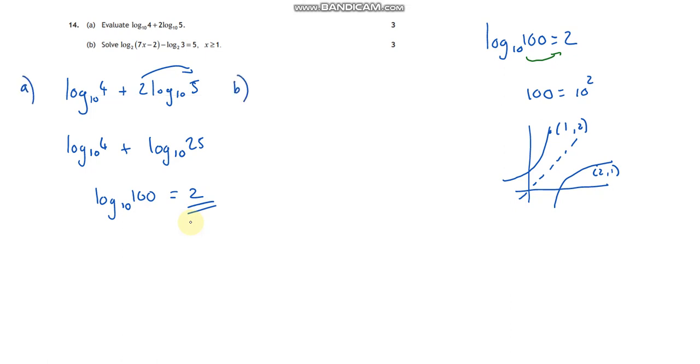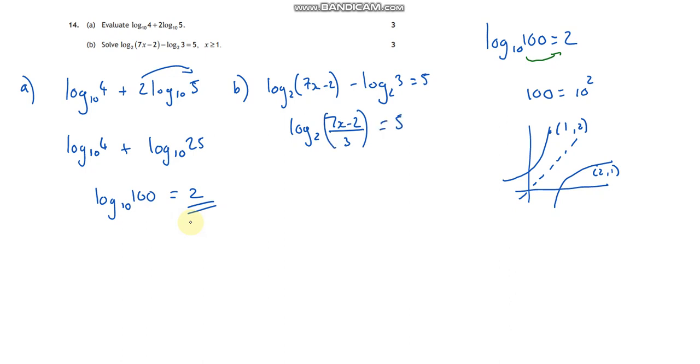And then we've got question B. So question B, same thing again, but we've got some algebra in the way. So let's not be confused. Let's just apply the exact same logic, but with some algebra. Okay, so take away log 2, 3 equals 5. Okay, so this time I've got a takeaway. So that's a divide, isn't it? So log base 2, 7x take away 2 over 3. That's now my argument, okay? I'm dividing, and that is equal to 5.